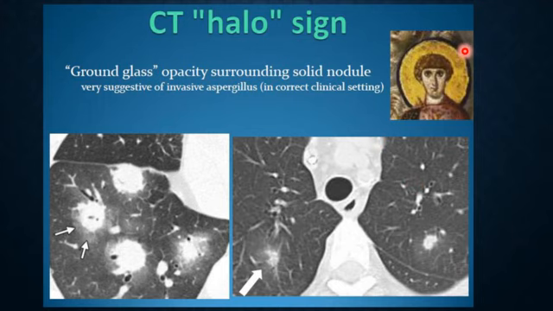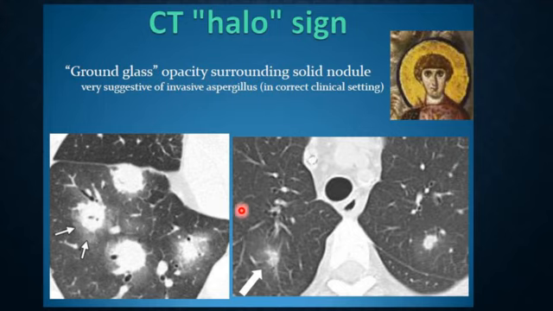This is the halo that we mean like in saints and things like that. They have a halo, or angels have a halo around their head. It's a ground glass opacity surrounding a solid nodule, very suggestive of invasive aspergillus. But it should be in the correct clinical setting, someone with appropriate history. Not wherever you see it is just aspergillosis. You should have a proper clinical setting.